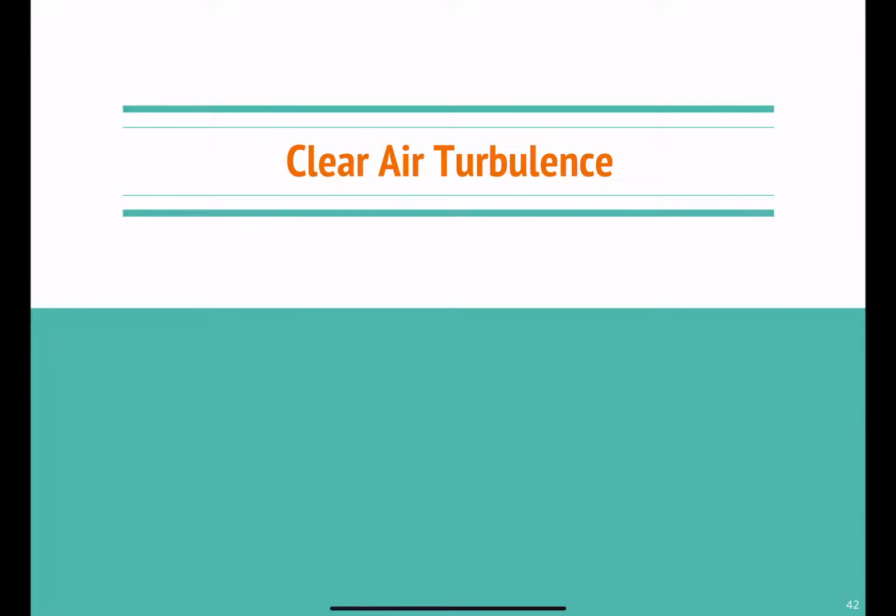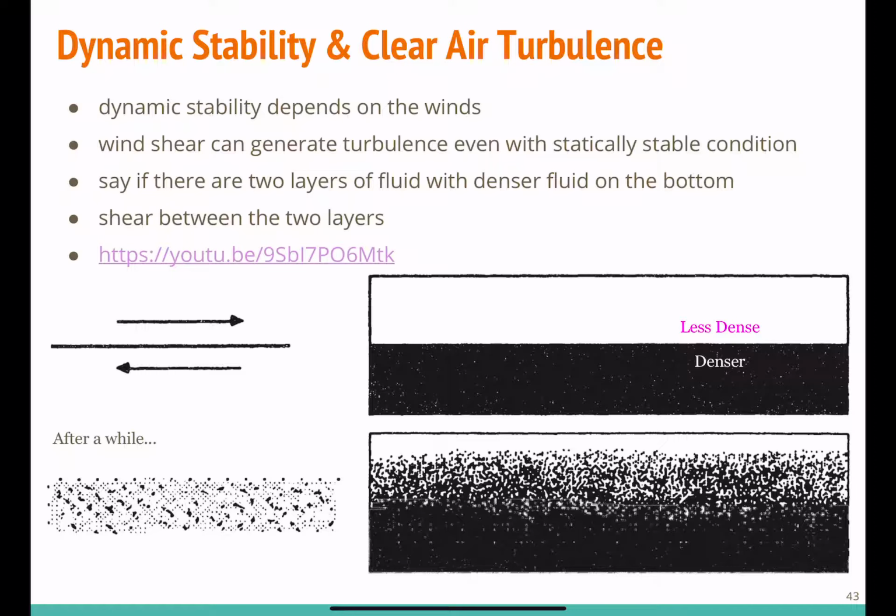Talk about the clear air turbulence and the Richardson number. So here we are using two colors to represent the fluid, the less dense fluid on the top and the denser fluid on the bottom. So this is a stable configuration considering this layer is lighter than this layer, right?